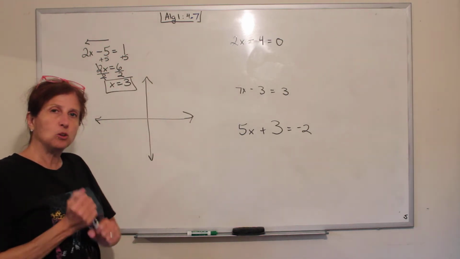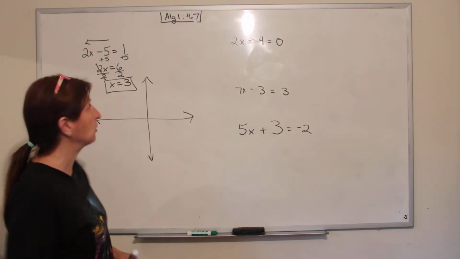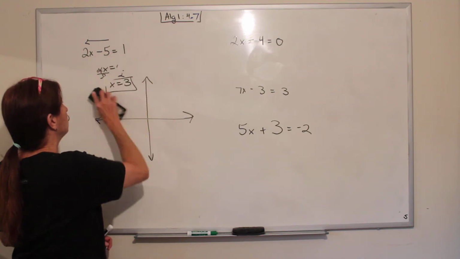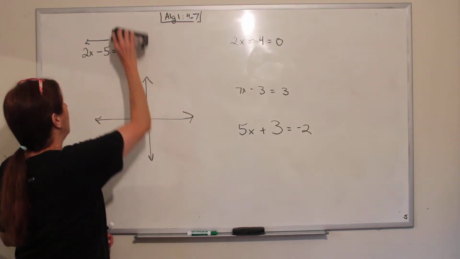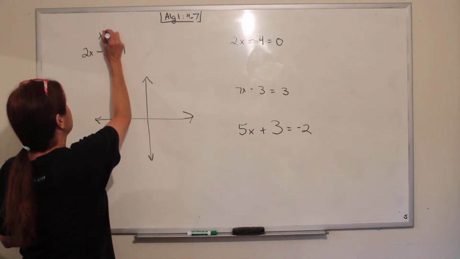Now, how could we check it using our graph? That's our question. So just remember x equals 3. I'm going to get rid of this, it's sort of in the way. Goodbye, stuff. Okay, so we solved it, and we got x equals 3.